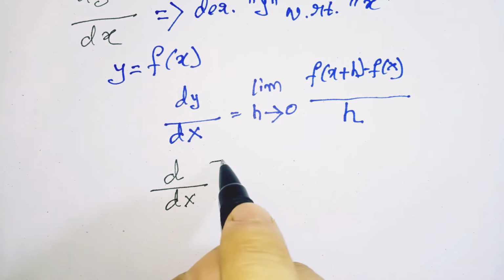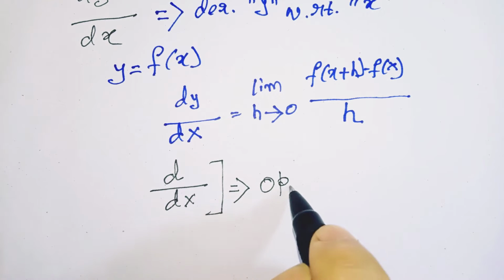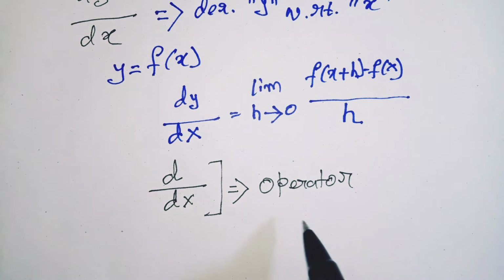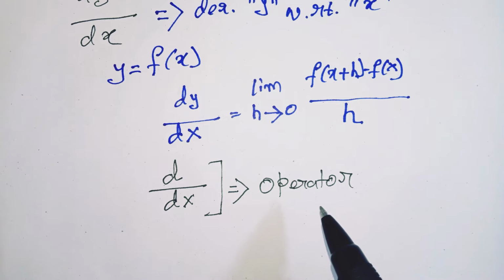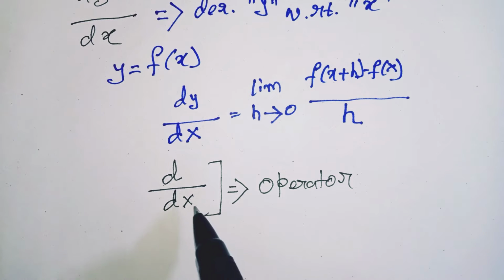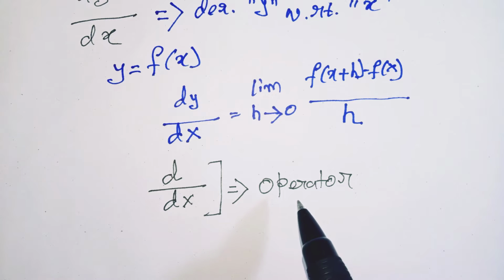And the difference is that this one is considered to be an operator. We will soon see certain examples. Operator in the sense, just like any mathematical operator: plus, minus, addition, subtraction, division, multiplication. So this particular part is the operator. We can apply this operator to any differentiable function, right? And we get a new function.